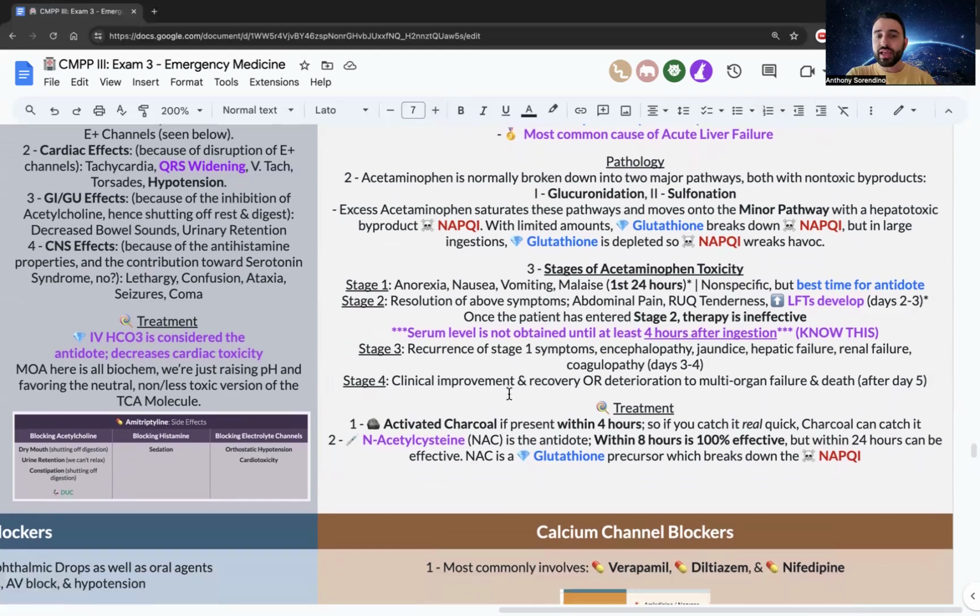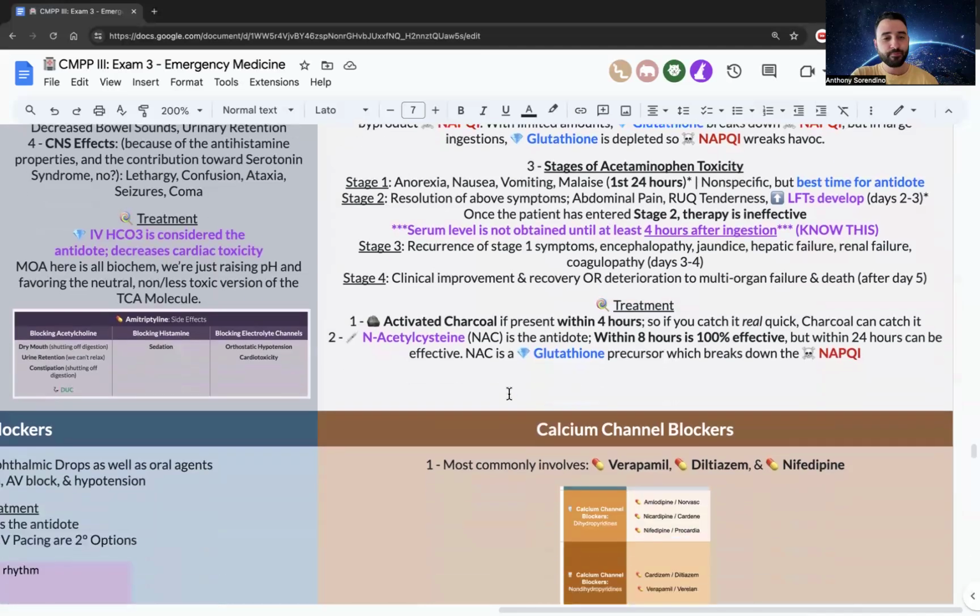All right, treatment, you can do activated charcoal if present within 4 hours. So if you catch it real quick, you can use charcoal. N-acetylcysteine is going to be our antidote here. Within 8 hours is like the golden window. And just keep that in mind with the 4 hours after ingestion, how long that might be on a vignette. But within 24 hours is still fine. What NAC is, it's a glutathione precursor. So it's going to refill your glutathione tank, get rid of all your NAPQI.